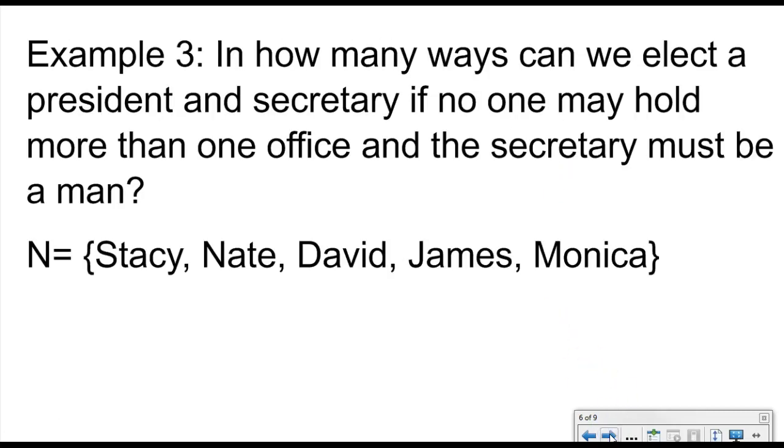How many ways can we elect a president and secretary if no one can hold more than one office and the secretary must be a man? So I'm looking here. I've got Nate, who is a guy, David, and James. And I have 2 spots, my president and my secretary. I'm going to start with the secretary because I know it has to be a man. How many men do I have?